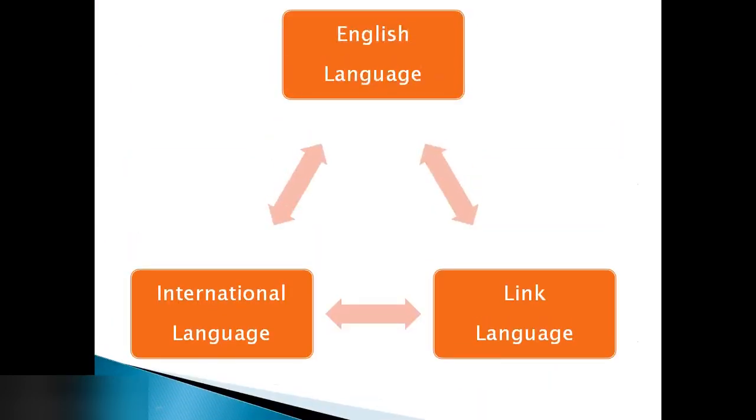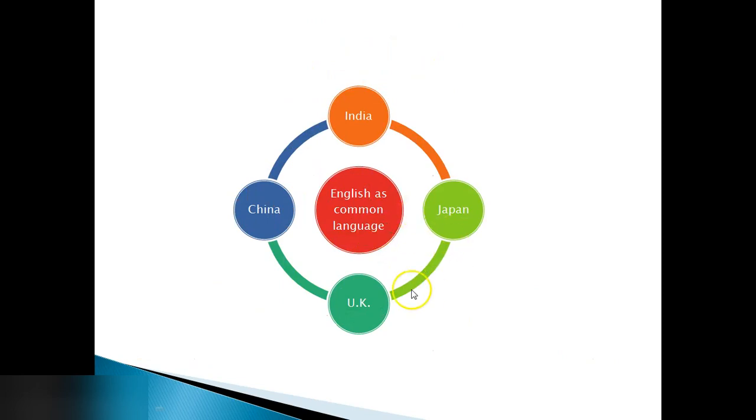As everybody knows, English is known as an international language because it is spoken all over the world. It also works as a link language, as it connects one country to another country or one state to another state, being the medium of communication. As various countries, whether it is China, Japan, India or UK, have various languages as their first language or as their mother tongue, English becomes a common language for all the countries to connect with each other.